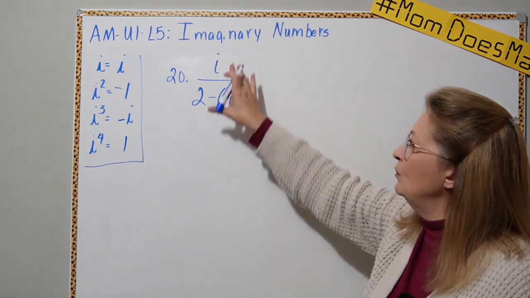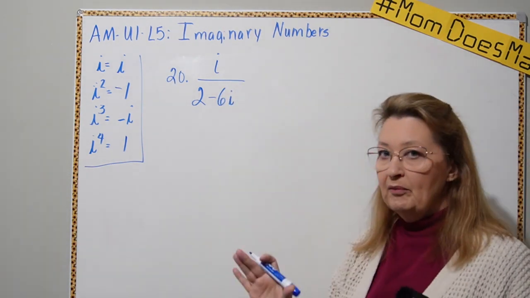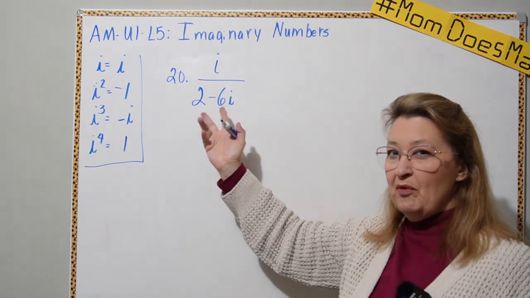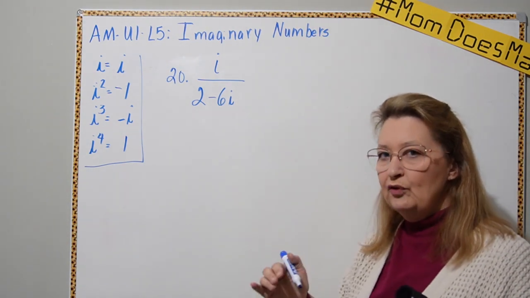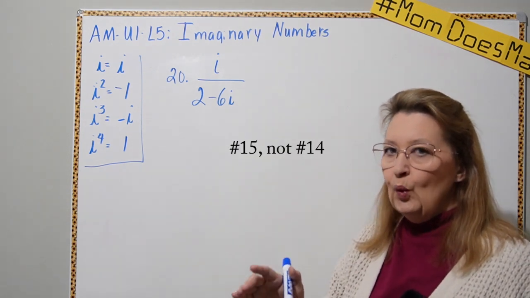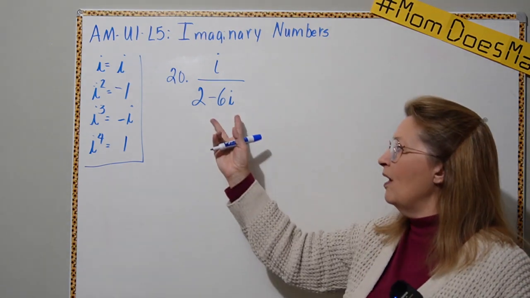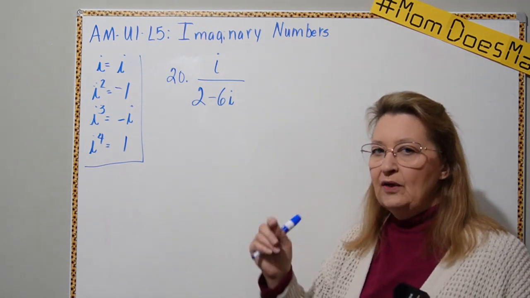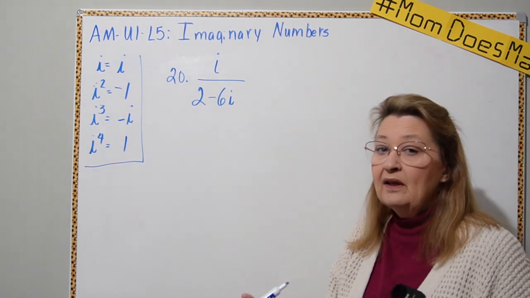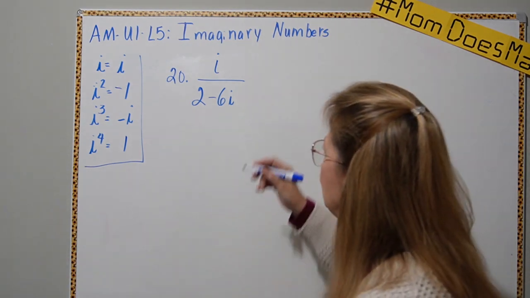Okay, number 20, we've got i over 2 minus 6i. So obviously the i in the denominator is our problem here. We need to rationalize that. Now, this is a little bit different because we have a binomial difference. But if you'll remember back in number 14, glance back up there, we saw a coincidence there. What happens when you multiply a binomial difference with an imaginary number times its conjugate? Well, it eliminates the i, doesn't it? So now we're going to use that coincidence as a tool.